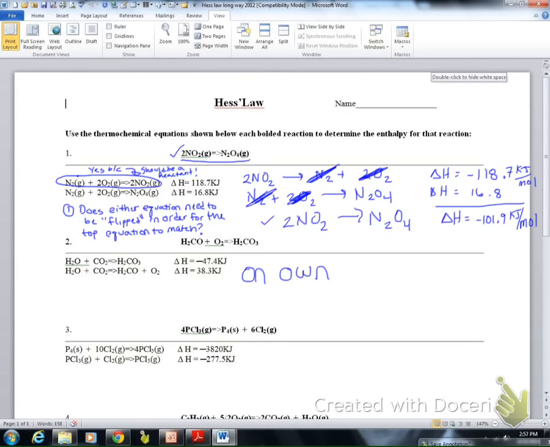So that problem, this next problem is on your own, as is a few more. So let's figure out number 3. I will do number 3 with you. So the first thing that you need to do is figure out which one to flip.